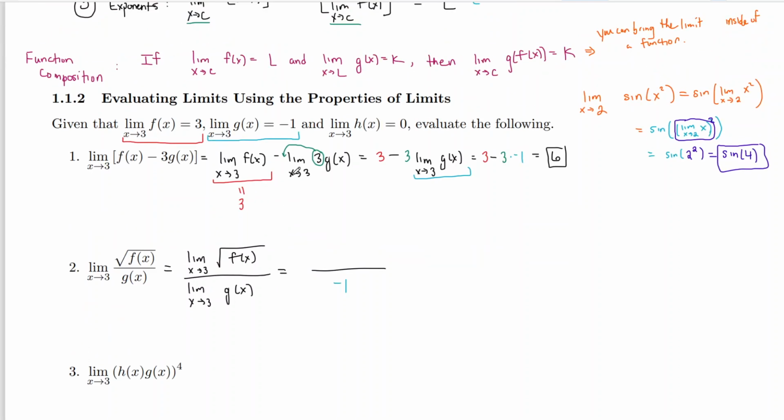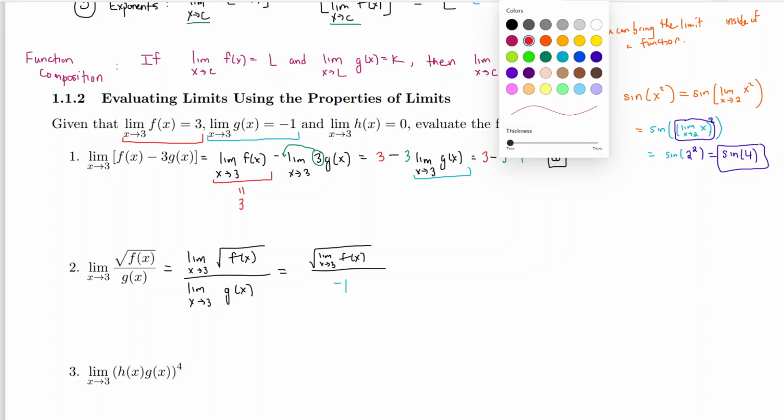This is where the function composition comes in. The function composition is going to tell you if you have a square root, a radical, it doesn't matter what it is. It could be like a cube root, which we don't actually have there. But any radical, if we have a trig function, if we have an exponential function, if we have a logarithm, we just bring the limit inside. We get the square root of the limit as x goes to 3 of f of x.